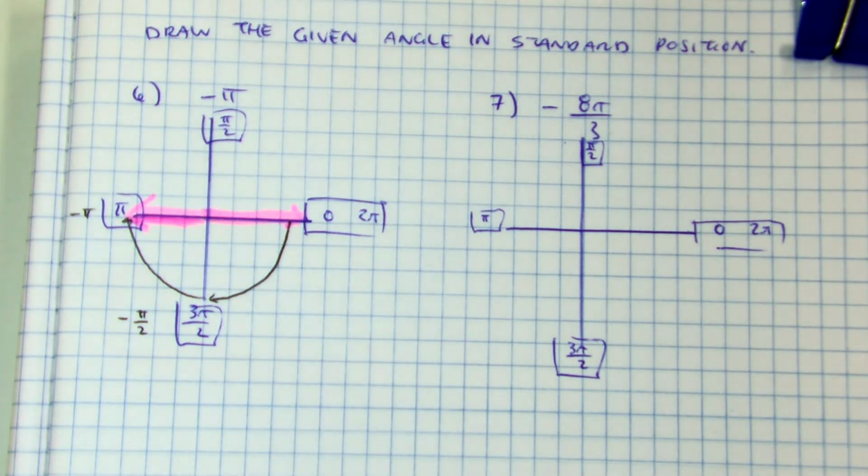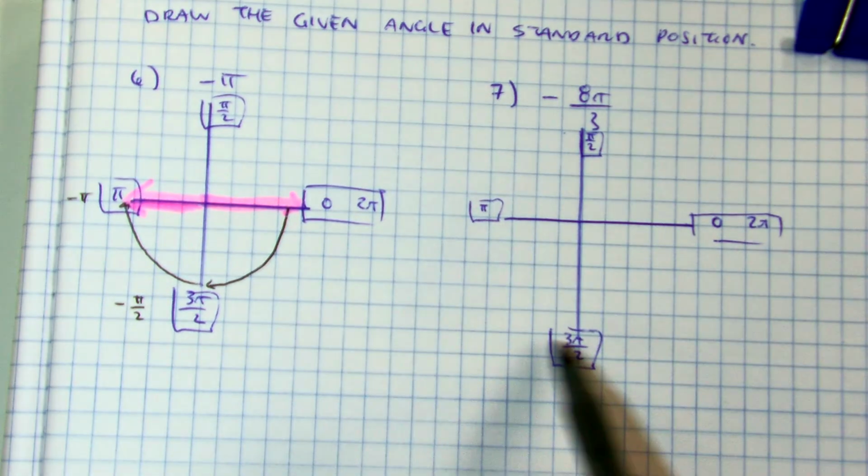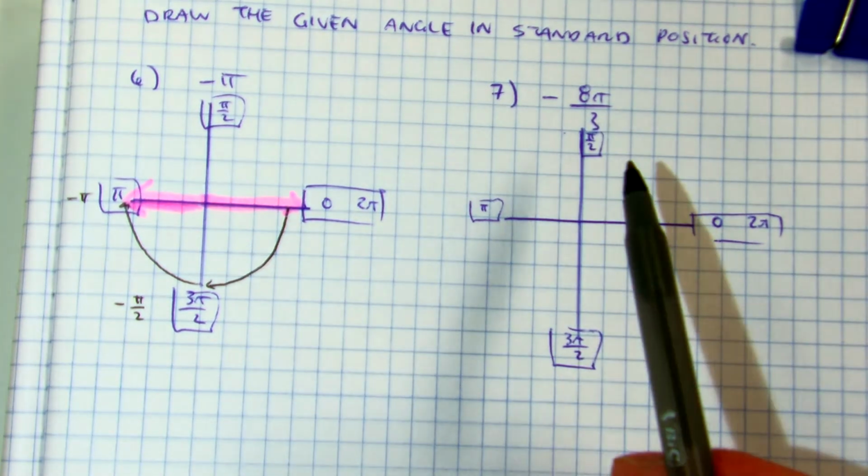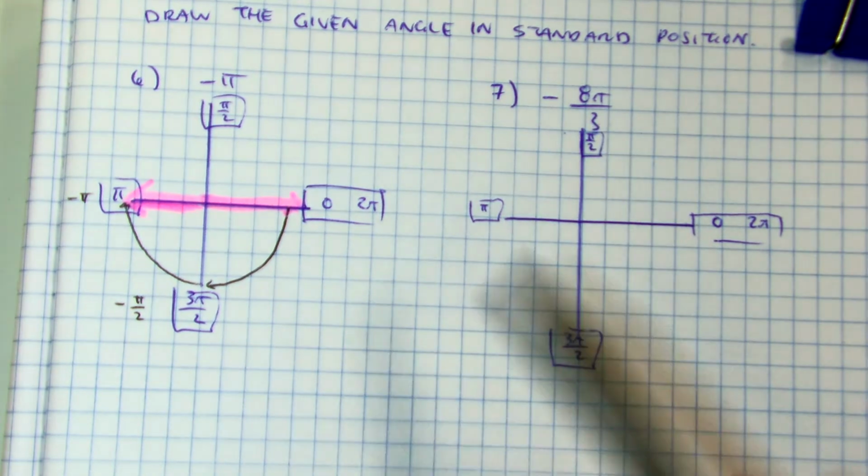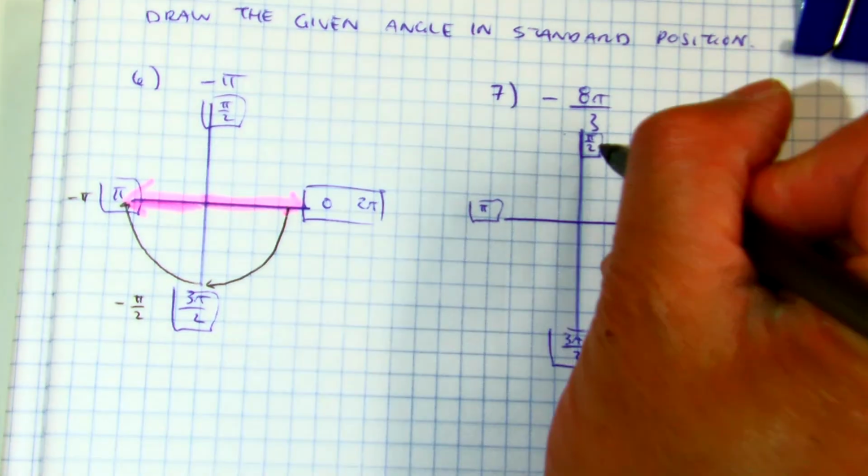Let's try the second one. Rochelle, I need equivalent fractions for all of these so that eventually I can find negative 8 pi over 3. What did you turn that one into?